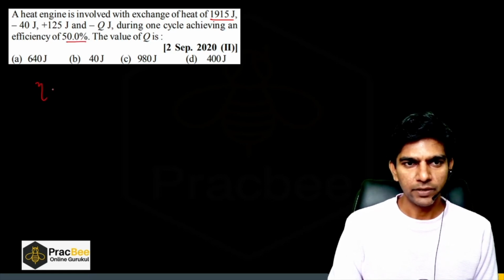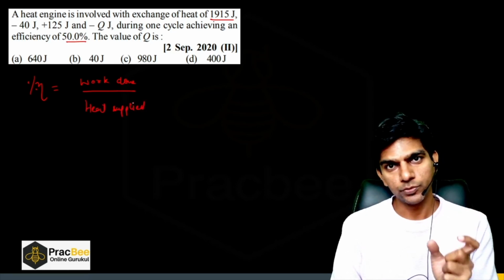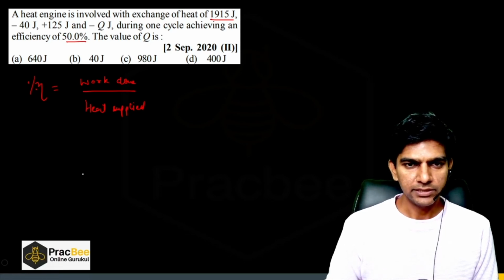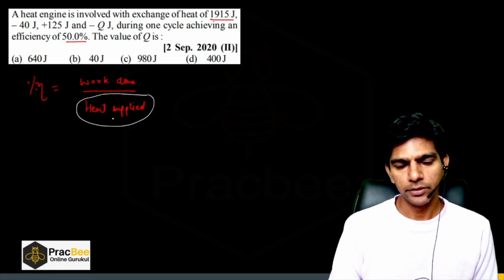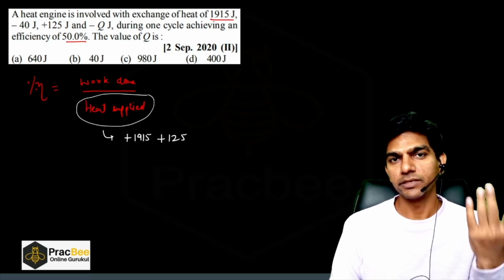Okay, so we know that percentage efficiency is nothing but work done upon heat supplied. In this heat supplied, we have to consider only those processes where heat is being supplied to the system. Now, we can clearly see that for the denominator, we have to use plus 1915 plus 125, because the other two heats are negative. So those are being rejected from the system.